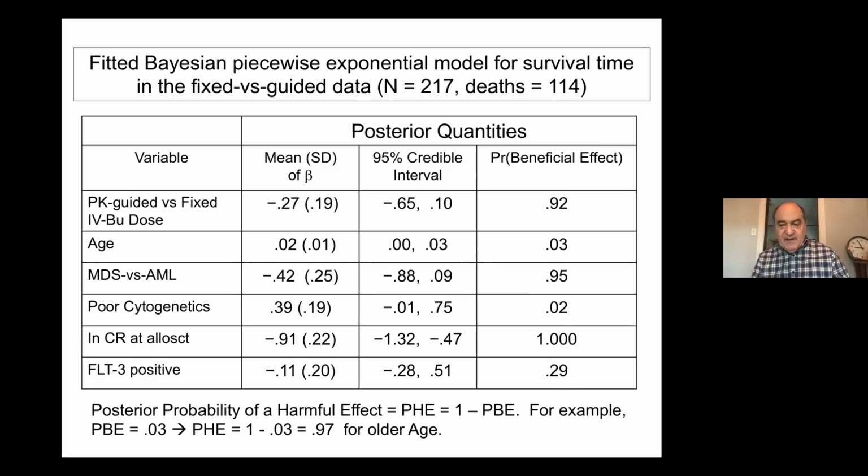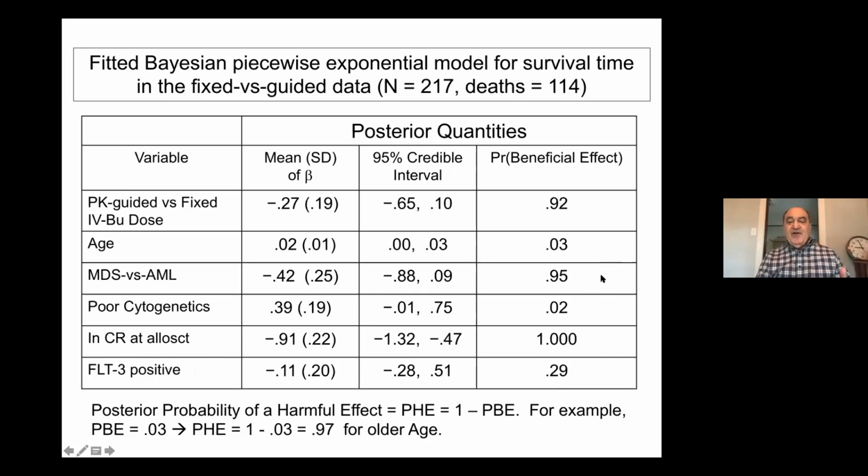They're Bayesian. And I use these instead of p-values because p-values are frankly misinterpreted and they don't mean much. Whereas the probability of a beneficial effect is a Bayesian posterior probability, which means exactly what it says. So the probability of being in complete remission at transplant being beneficial given the data is 1 to 3 decimal places. Being FLT3 positive turned out not to matter.